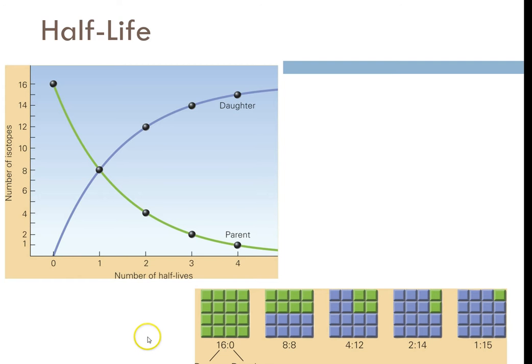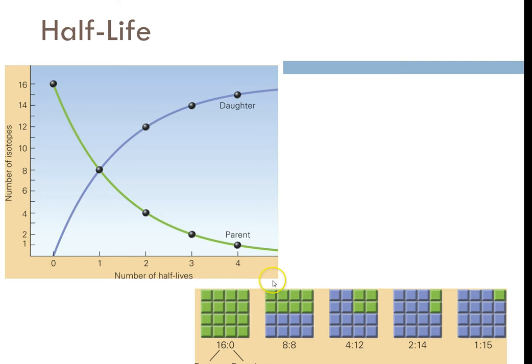Now the key here is you always have the same total number of isotopes. So for instance, you always have 16 isotopes. The green in this case is the parent and the blue is the daughter. Now, one of our big assumptions for doing isotopic dating is that you have to assume that when the rock formed, or when your mineral formed, there was only parent isotopes and there were no daughter isotopes. And depending on the isotope, that could be a pretty easy one to assume.